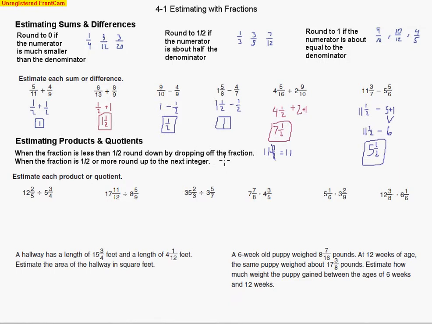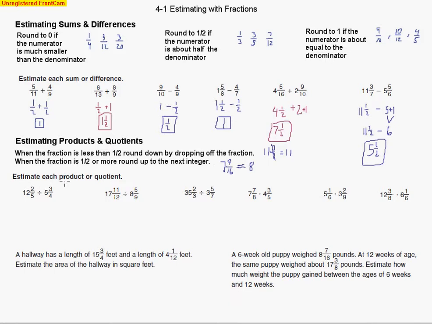So again, if it was, let's go with 7 and 9/16. 9 is over half of 16. See, 8 is 1/2 of 16. So if it's 9/16, I'm going to just round this up. So I'll call it about 8. The squiggly equal signs just mean about. Well, that's the rule I'm going to use.